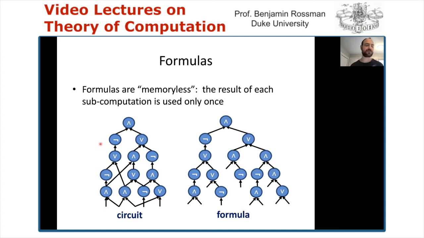And you can think of formulas as being a memoryless model of computation in the sense that the result of each sub-computation gets used only once. So each gate only feeds its answer to one gate above it. And, intuitively, this should mean that formulas are a weak model of computation.